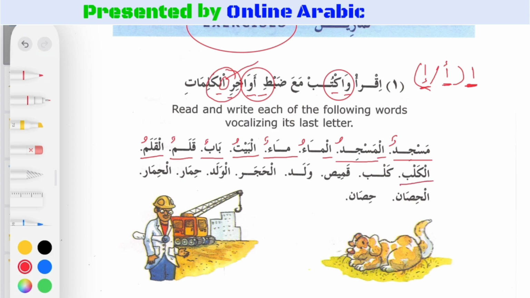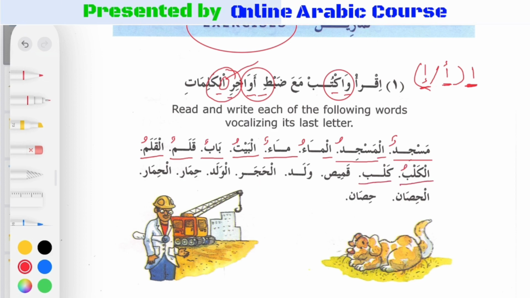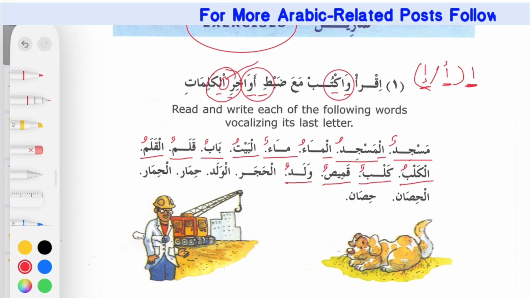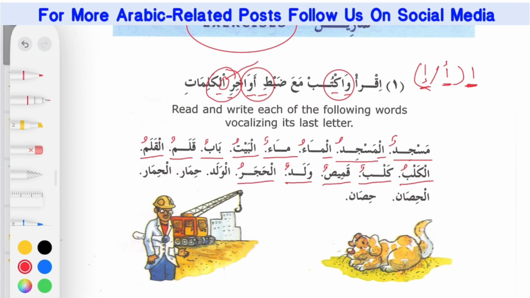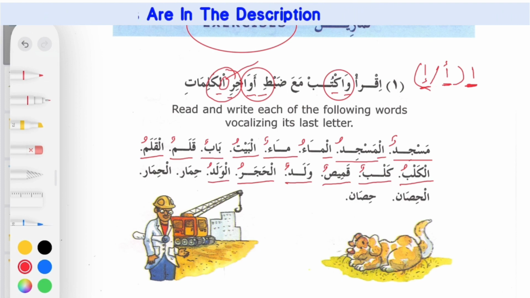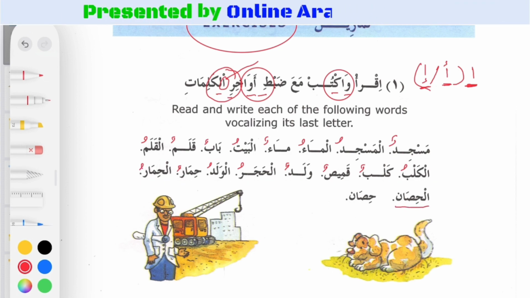Al kalbu, only with dhamma. Kalbun, with dual dhamma, with tanween. Qamisun, with dual dhamma. Waladun, with tanween. Al hajaru, only with dhamma. Al waladu. Himarun, al himaru. Al hisanu, hisanun.